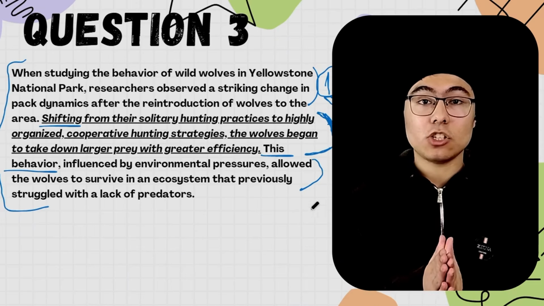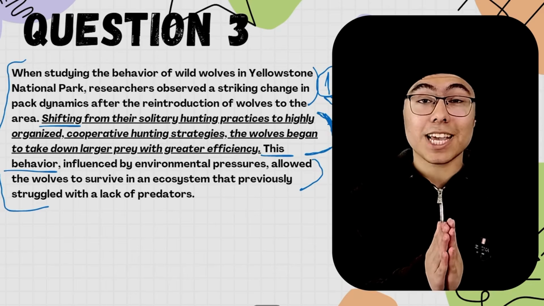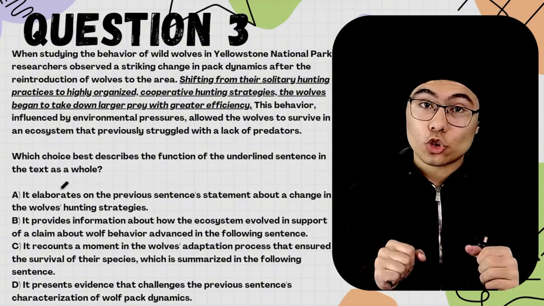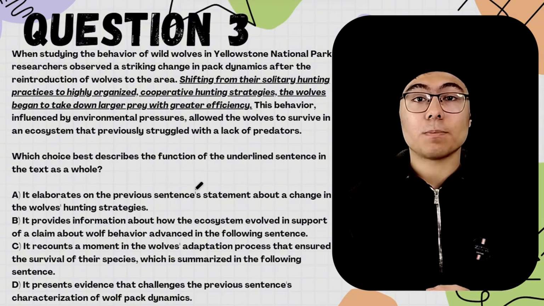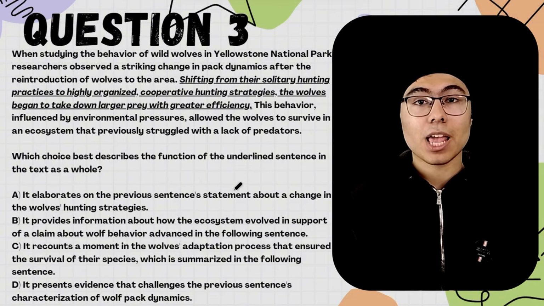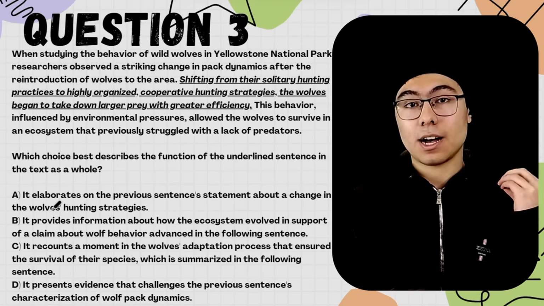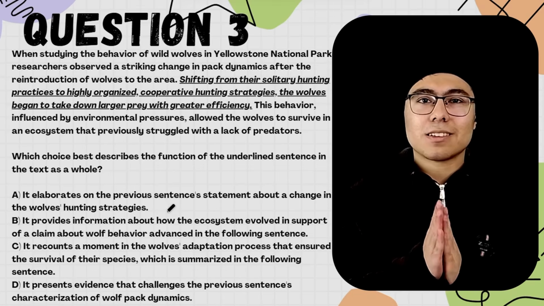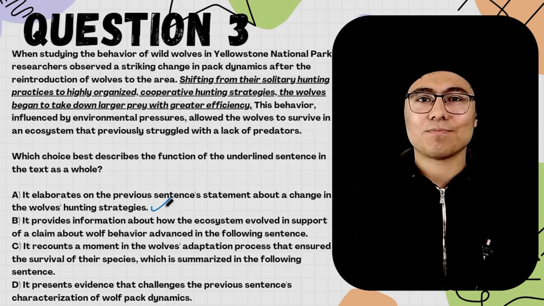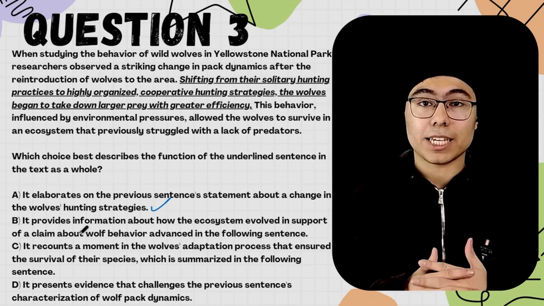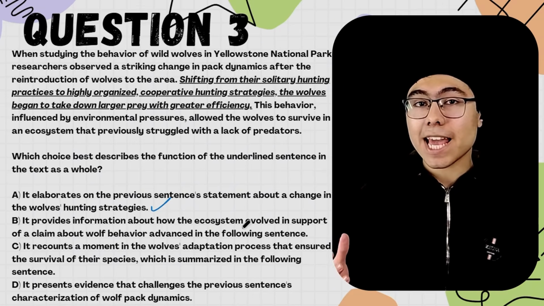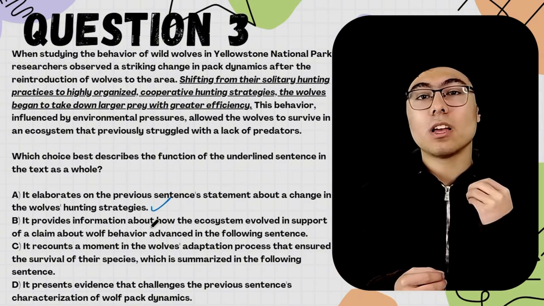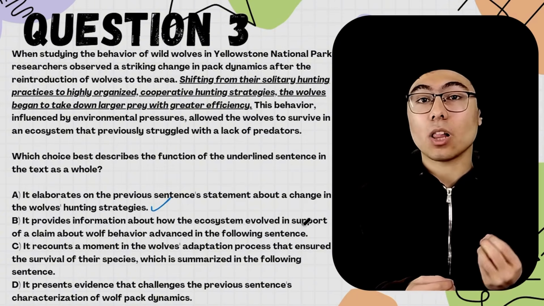So the next step is destroying the wrong answer choices. Let's go one by one. Choice A, it elaborates on the previous sentence's statements about a change in the wolves' hunting strategies. Oh, this matches our prediction exactly. Choice B, it provides information about how the ecosystem evolved in support of a claim about wolf behavior advanced in the following sentence.